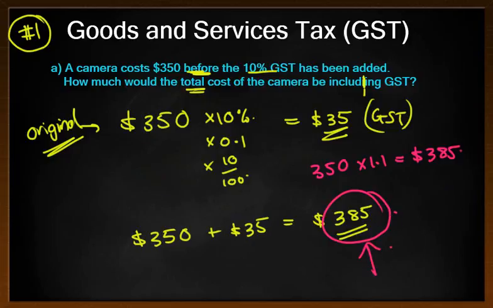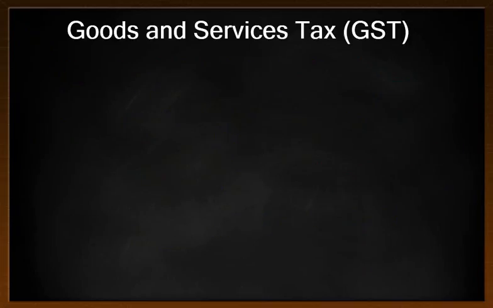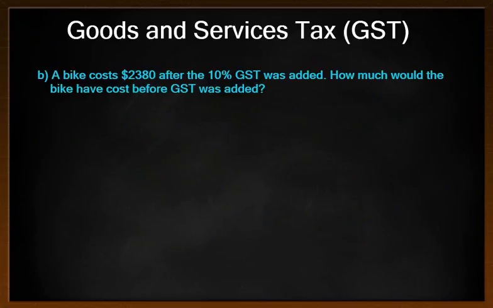Unfortunately though, that's not going to be your usual question. This little guy is going to be your normal question, and it's the one that most people get wrong. So this is question 2, the second type, the most common type. We've got a bike costing $2,380, and that is significant. It says that is after the GST has been included.